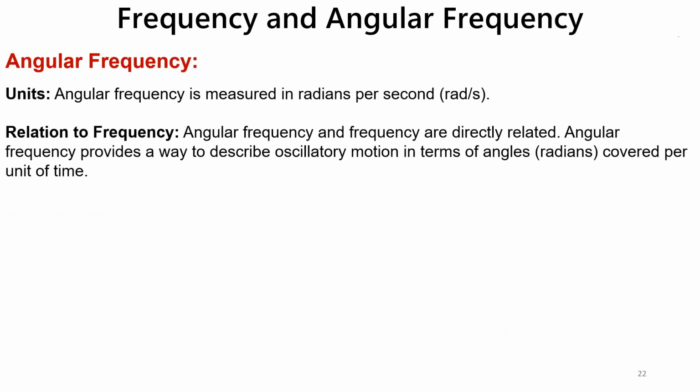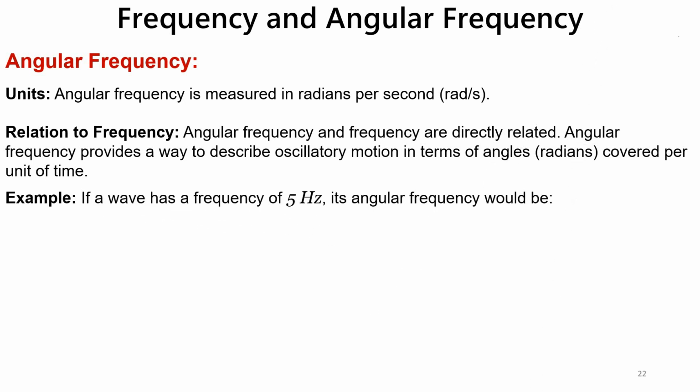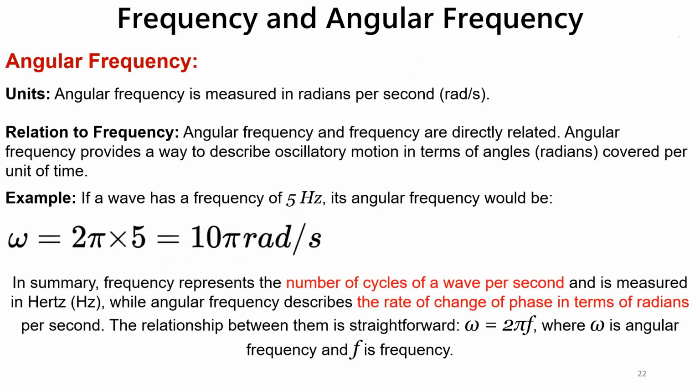Further, angular frequency is measured in radians per second. Angular frequency is directly related to the frequency. I would say angular frequency is a way of describing oscillatory motion in terms of angle covered per second. So if I take a frequency of 5 Hz, its angular frequency will be 10 pi radians per second.